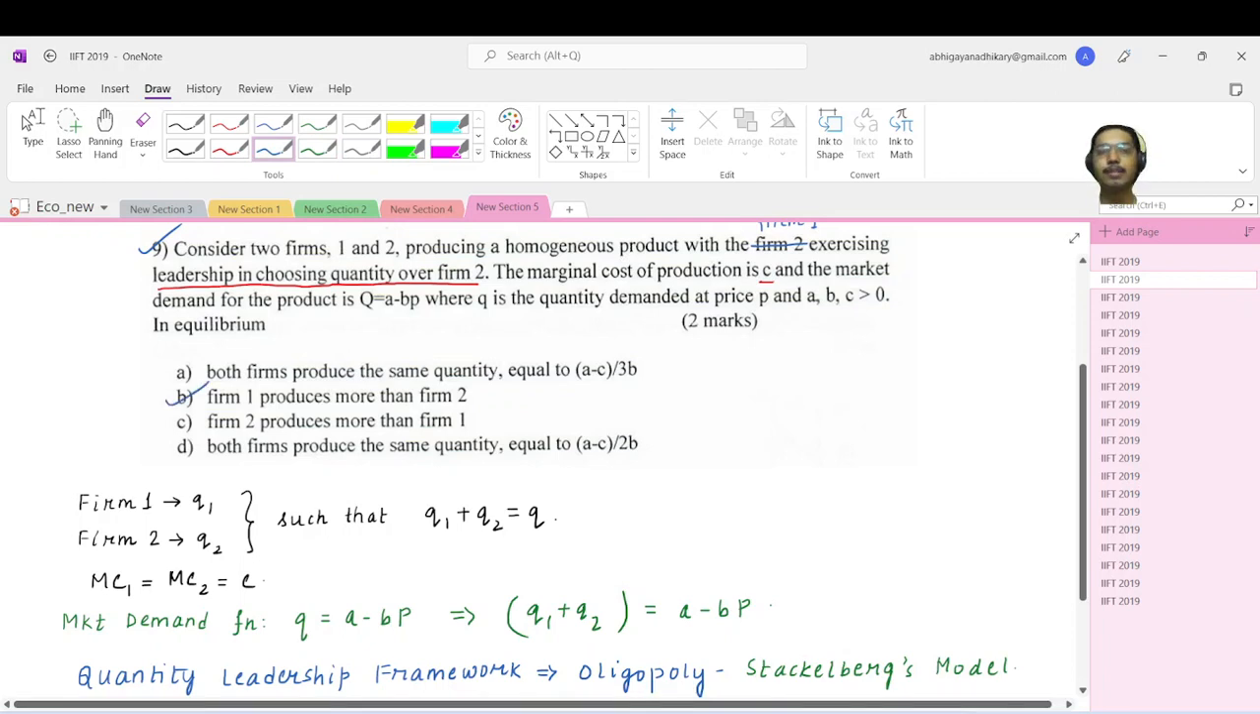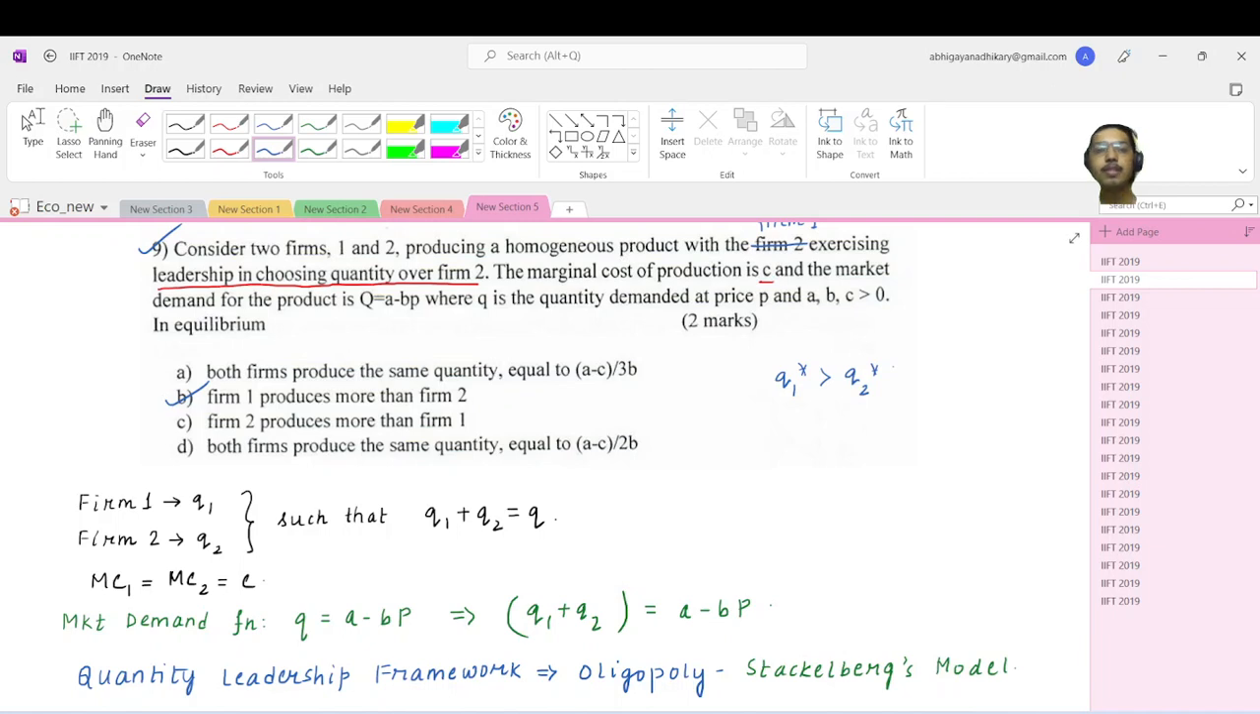You can work it out algebraically, that's fine. That will give you the same answer. The answers that you will get will show you that the optimal amount of output for firm 1 will be greater than the optimal amount of output for firm 2. And that will basically confirm the same result.